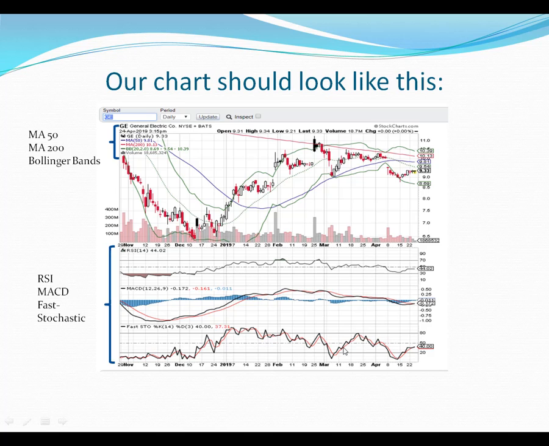The fast stochastic is kind of interesting. We're really only interested in the black line in this case. I call it the fast line. The fast line gives us the interaction that we're looking for. The red line is called the smoothing line, and it has some representations, but we don't necessarily use that, at least not for our purposes in buying and selling.